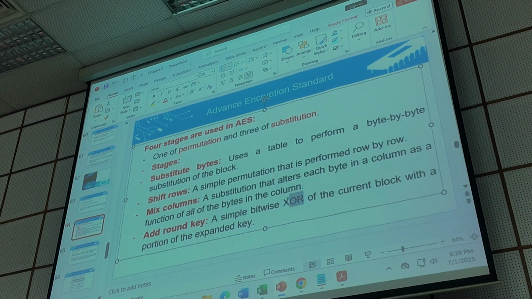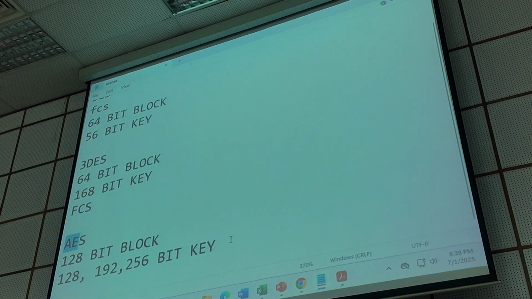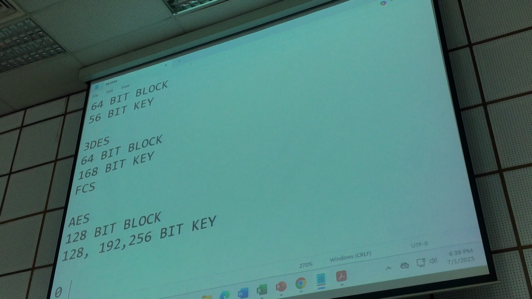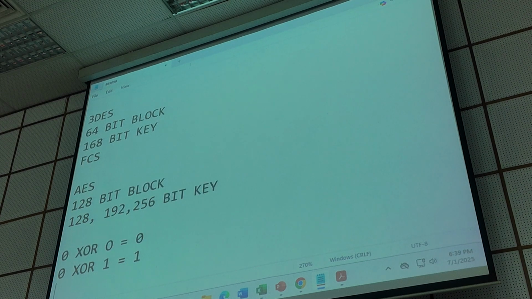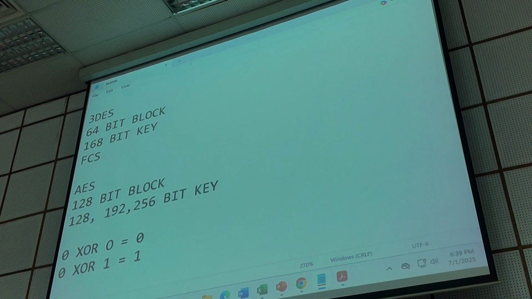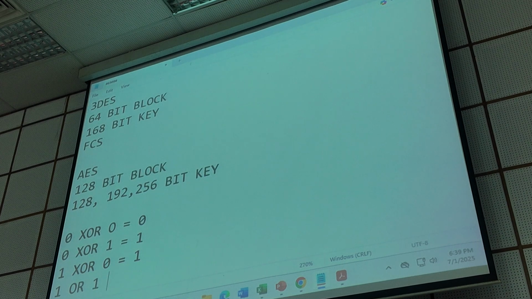You know what the XOR function is? Bit by bit you will go through the XOR function. XOR function is actually when you XOR 0 with 0, the output will be 0. 0 XOR with 1, you will get 1. I just let you know, all this will not come out in the midterm or final. I just let you know what the XOR function is. Okay? 1 XOR 0, you will get 1. Different values, you will get 1. Same values, you will get 0.